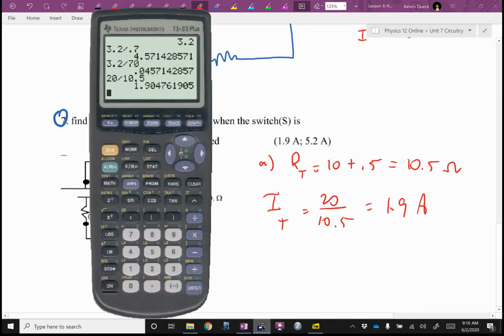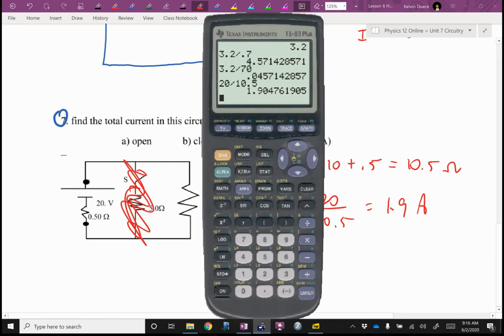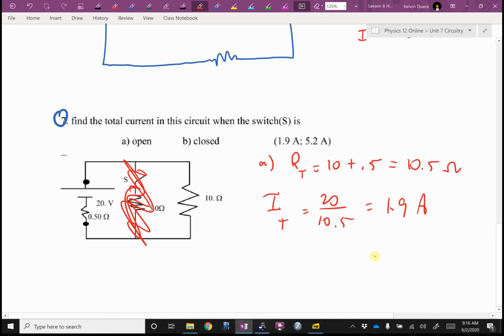By the way, that also means that the terminal voltage would be 20 minus I times 0.5. That's what I lose going through there. So this would have a terminal voltage of 19 volts. Let's compare that with B.